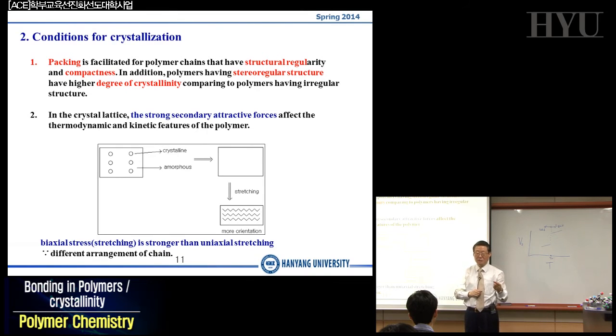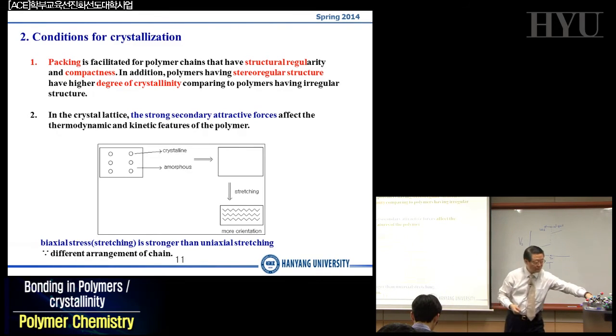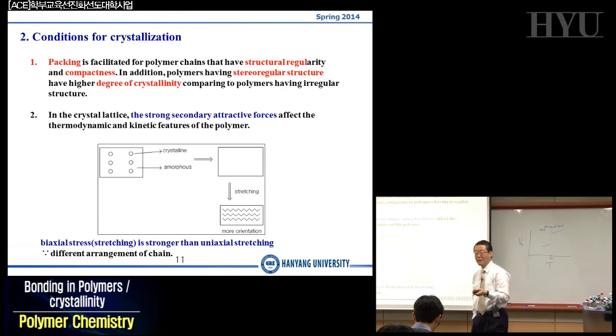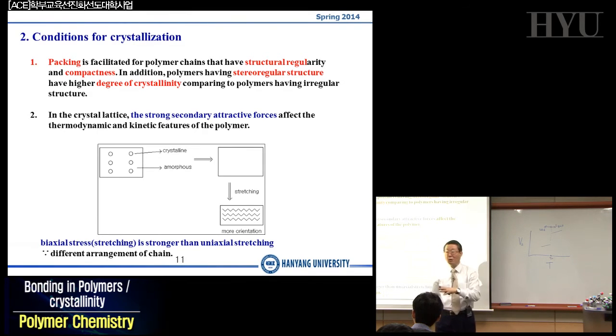So the first case is the fast cooling case, whereas the second case is the slow cooling case. The fast cooling case and the slow cooling case will make your crystals a different shape. Can you imagine the fast cooling and the slow cooling case? What's the difference? What makes the crystals different?